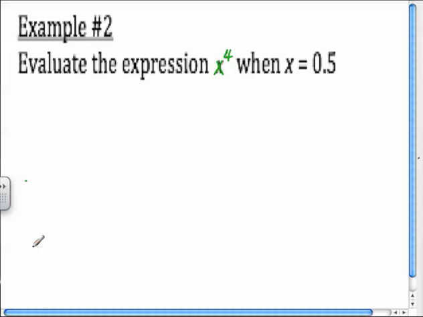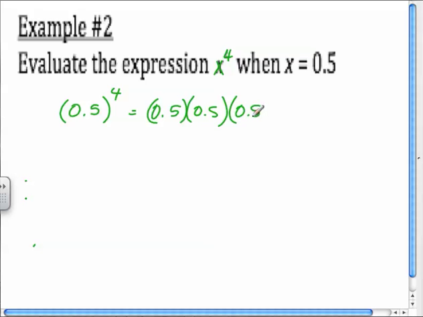All right, it says evaluate the expression x to the 4th when x equals 0.5. Okay, guys, thanks for passing out those calculators. So it says evaluate the expression x to the 4th when x equals 0.5. So, Alex, this is what it means. I'm going to write it 0.5 to the 4th. We did this earlier, Will. We said that 0.5 to the 4th means 0.5 times 0.5 times 0.5 times 0.5. I'm multiplying it 4 times.